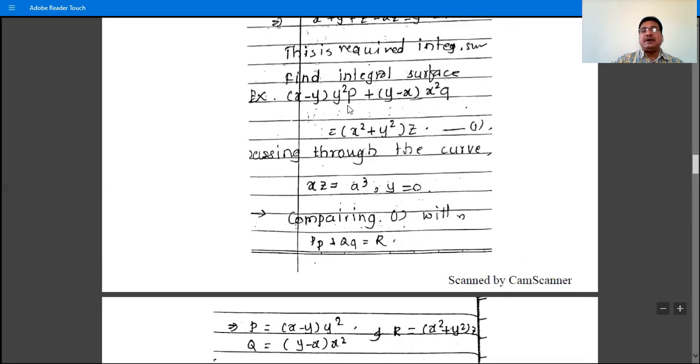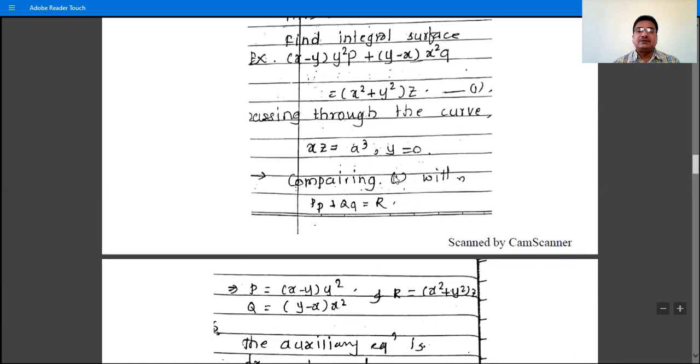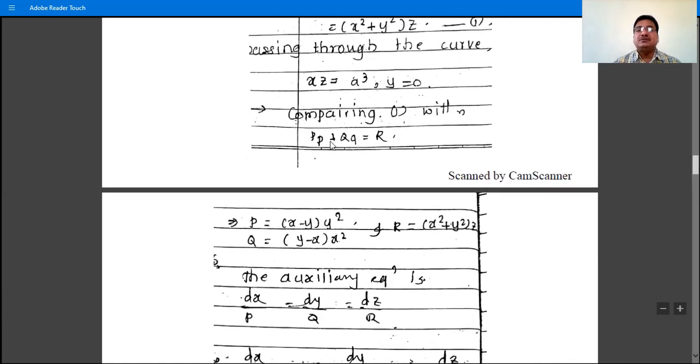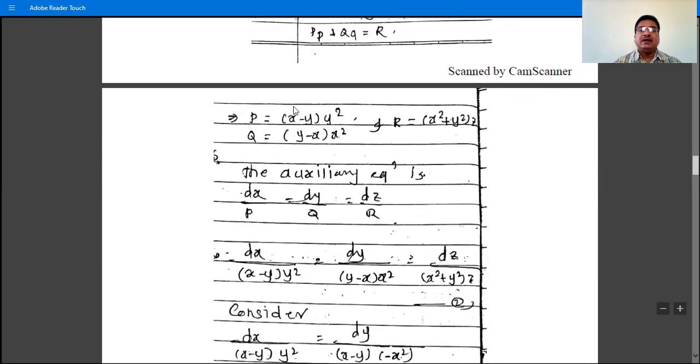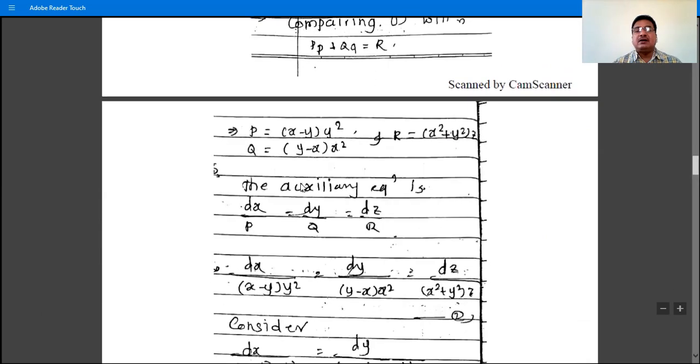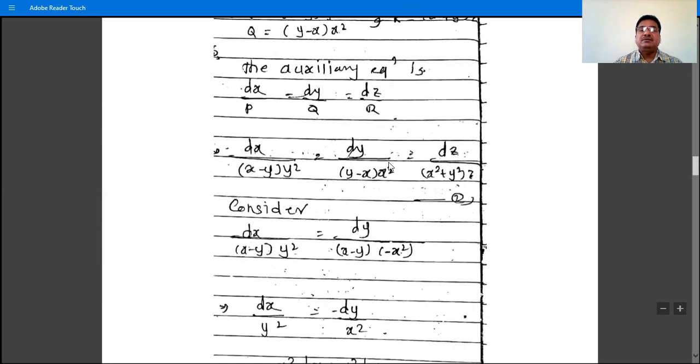First we have to find the general solution of this differential equation. Compare this equation with the differential equation Pp plus Qq is equal to R. We have P as this, Q as this, and R as this. Then write the auxiliary equation: dx by P, dy by Q, dz by R, substituting the values of P, Q, and R. Suppose this is equation number 2.